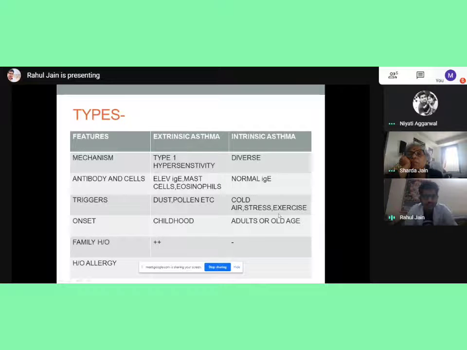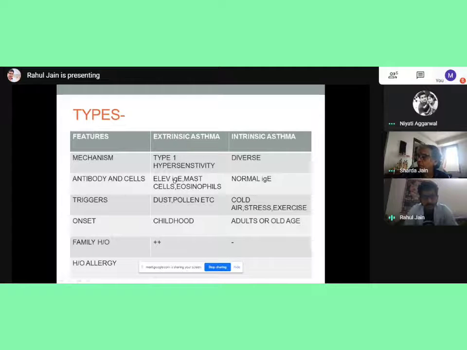There the triggers are mainly stress, exercise and cold air. So we need to ask them to do a warm-up before exercise, or take their inhaler just before exercise if they want to perform the exercise, and not go to places where there is cold air. Wait for the outside temperature to become less. So differentiating extrinsic asthma and intrinsic asthma becomes very important, because the triggers are very different, the treatment is also very different, and the advice we give to the patient is very different. That's why we need to differentiate them.